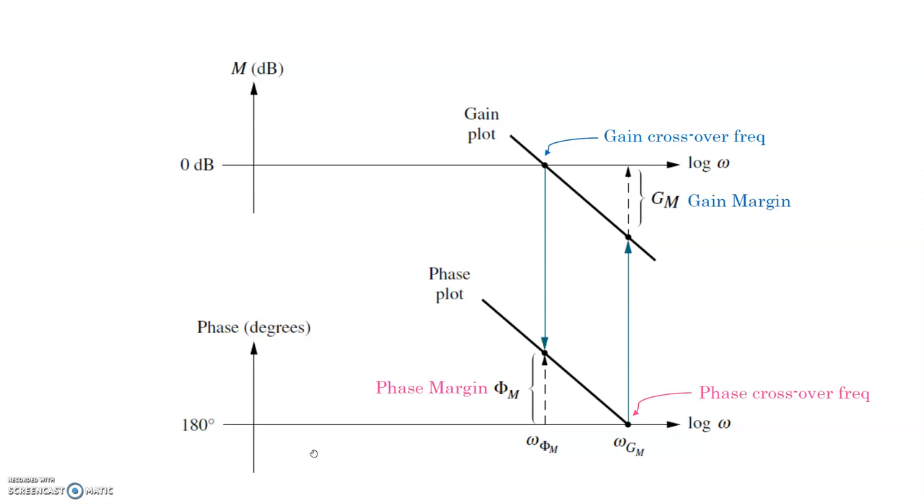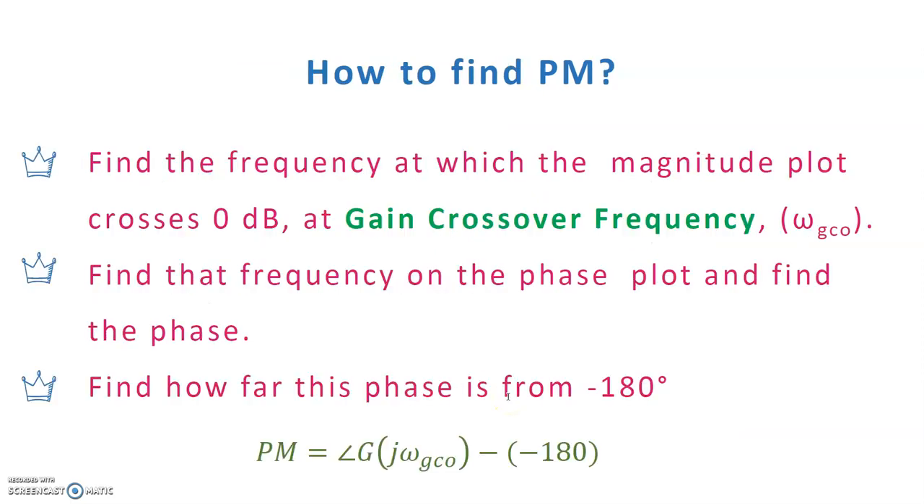For the phase margin, we refer to 0 dB of the magnitude plot. At this point, the frequency we read is the gain crossover frequency, in this case labeled as omega PM. At 0 dB, we go to the phase plot, and then we read the location of phase and represent it as phi M. Then we use this formula to determine the phase margin of the system.